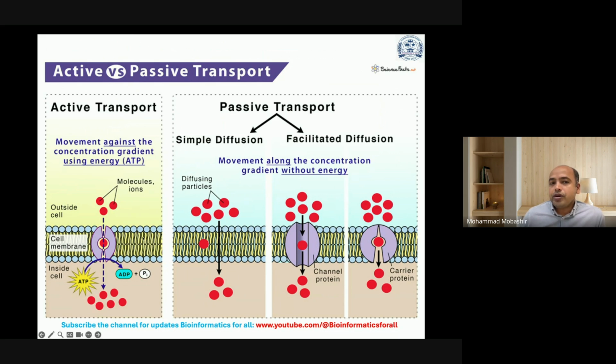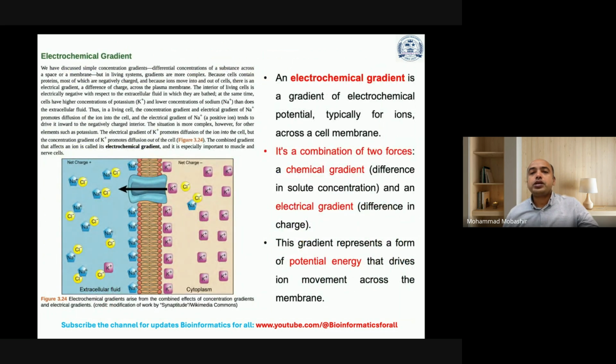So you need to remember two words. First, in active transport, movement is against the concentration gradient, and by using energy, that is ATP. But in passive transport, movement is along the concentration gradient and without energy. That's it. So now it comes, what is the electrochemical gradient?